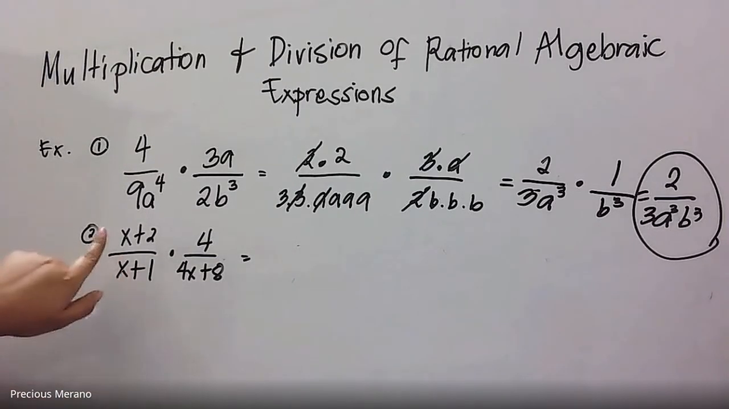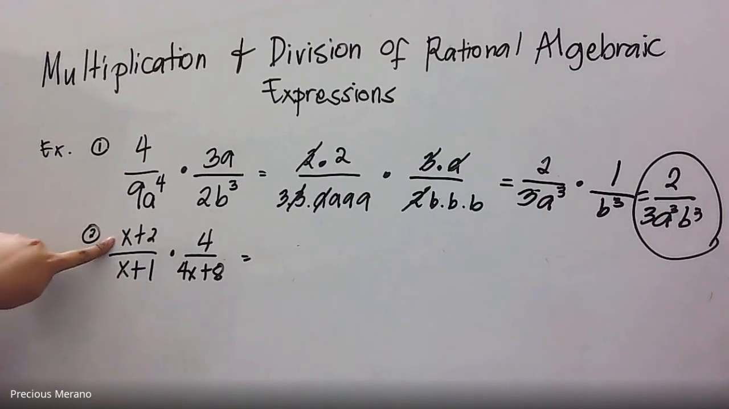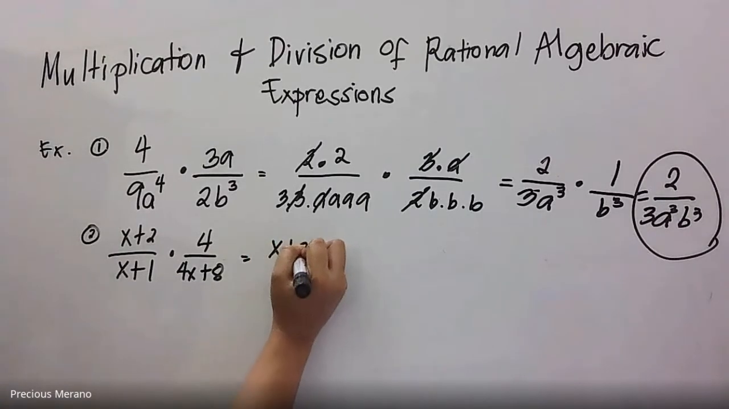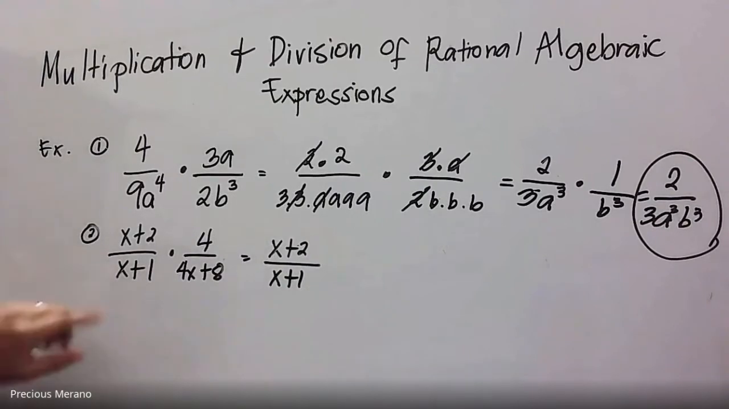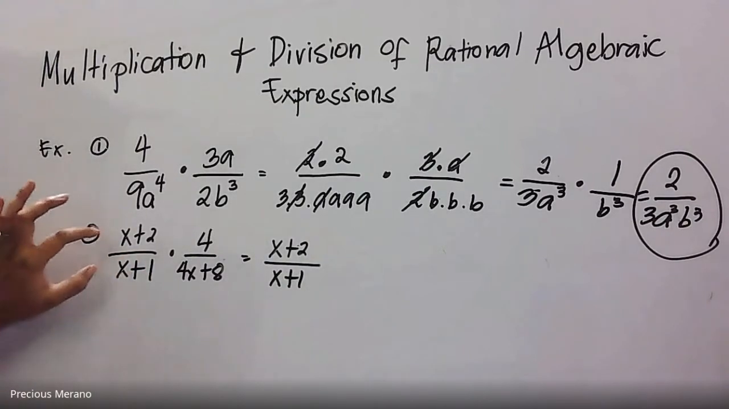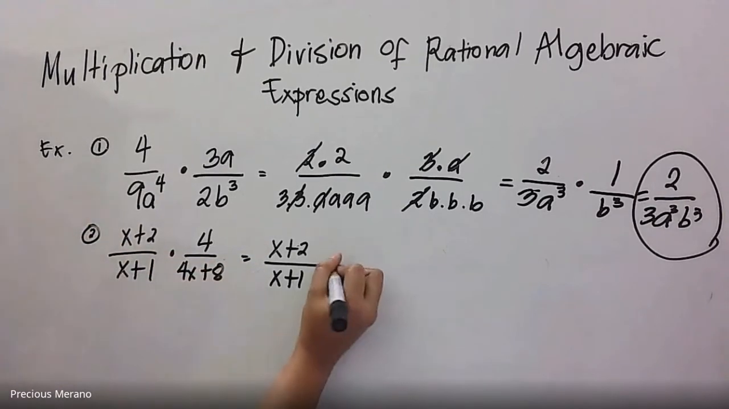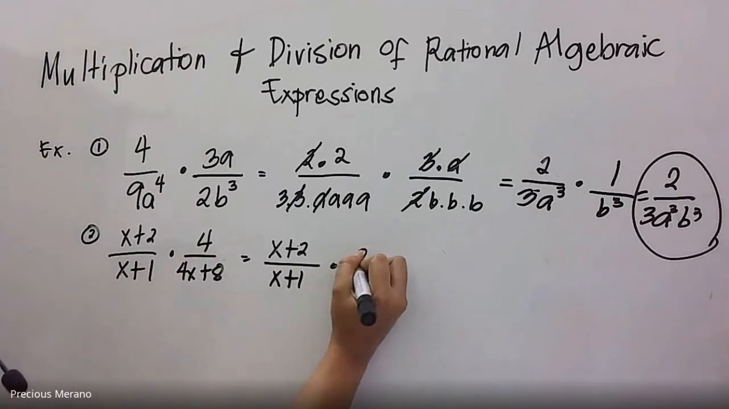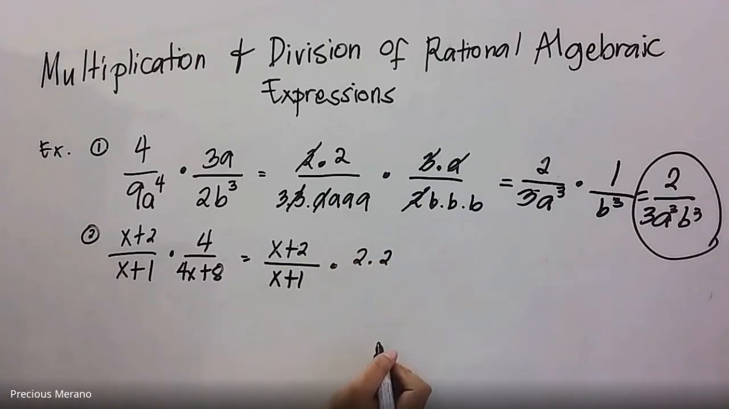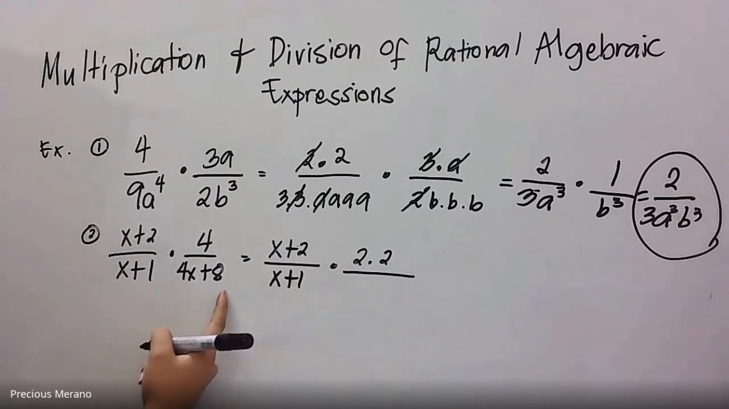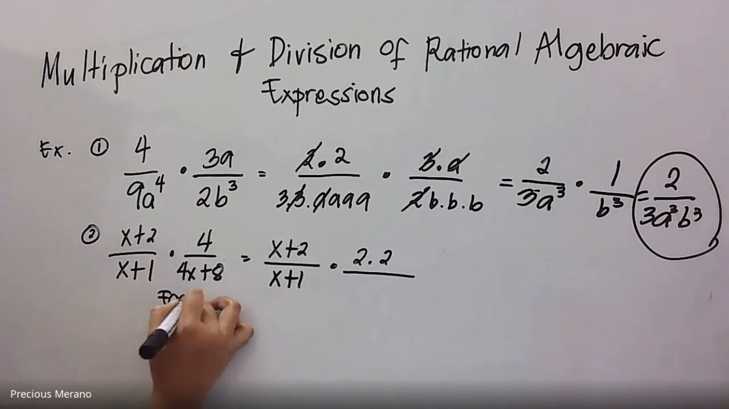So, si x plus 2, pwede pa ba natin i-factor? Yes, hindi na. Pag hindi na, copy. Also, x plus 1. Okay. So again, kapag hindi na factorable or nakasimplified na siya, copy na lang natin. So, x plus 2 over x plus 1 multiplied by, si 4 pwede pa natin i-factor as 2 times 2, right? And also, over 4x plus 8. Si 4x plus 8 pwede pang i-factor? Yes or no?